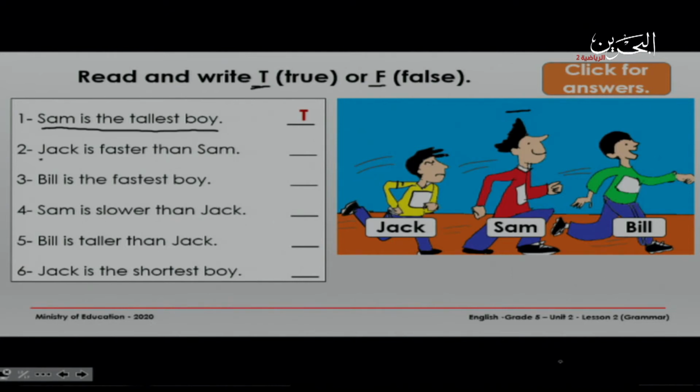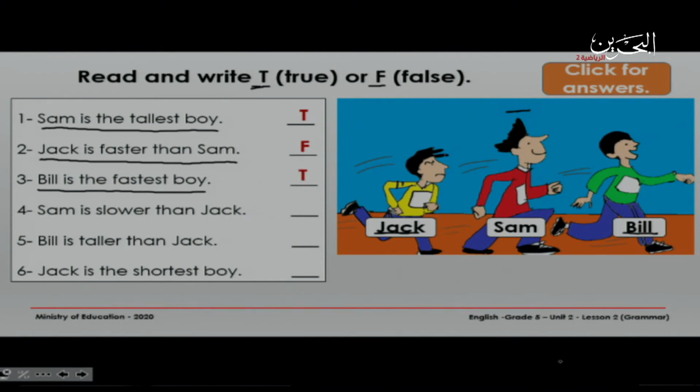Number 2. Jack is faster than Sam. Where is Jack and where is Sam? Look at Jack. Is he faster than Sam? What do you think? F. Excellent. Number 3. Bill is the fastest boy. Where's Bill? Is he the first one or the last one?